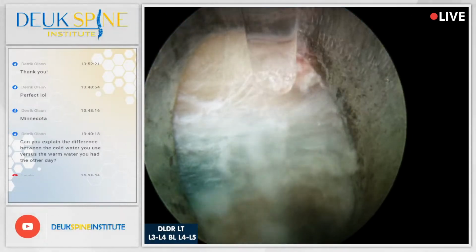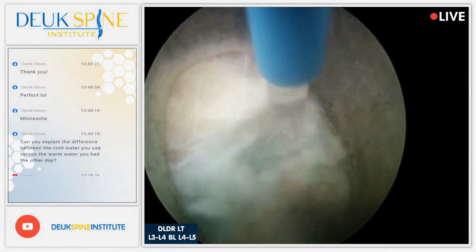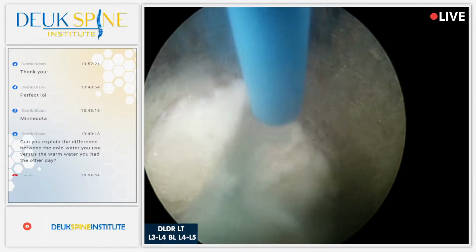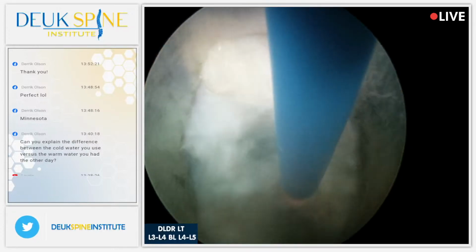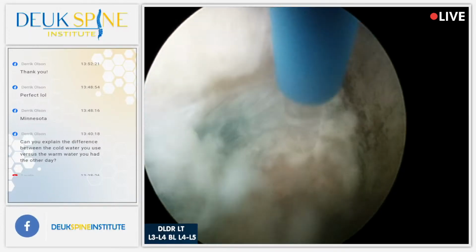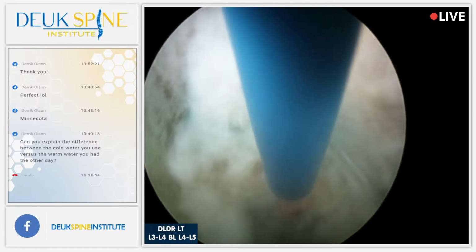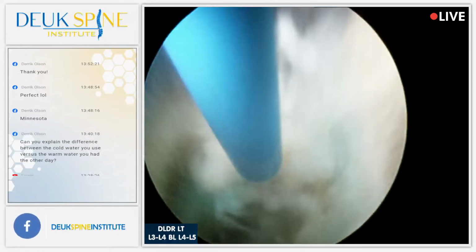You can see the epidural fat. That's my indication we're done. We're all the way through the back here. We've cleaned the entire tear. I just want to get a few more millimeters and I'll be happy. What man is not happy with a few more millimeters?